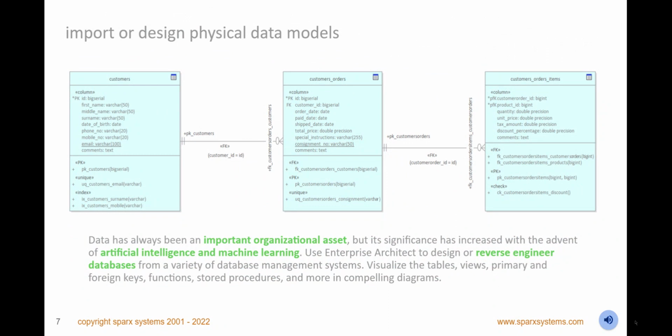Import or design physical data models and create expressive diagrams to visualize various database objects, including tables, views, primary and foreign keys, functions, stored procedures, and more. Connect to a live database and import the physical data model from the most commonly used relational database management systems. Use diagram tools such as layout, filters, legends, and hide compartments and detail to make the diagram more appealing to a range of stakeholders, including business analysts and architects, informaticians, and developers.